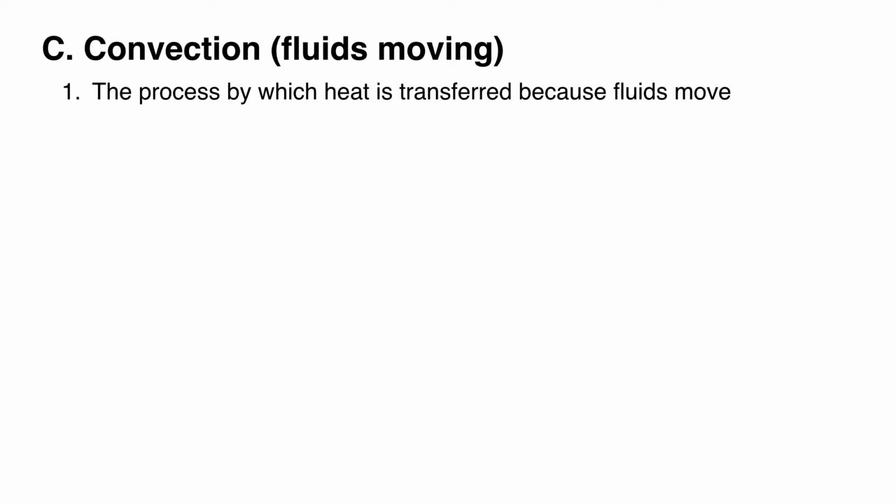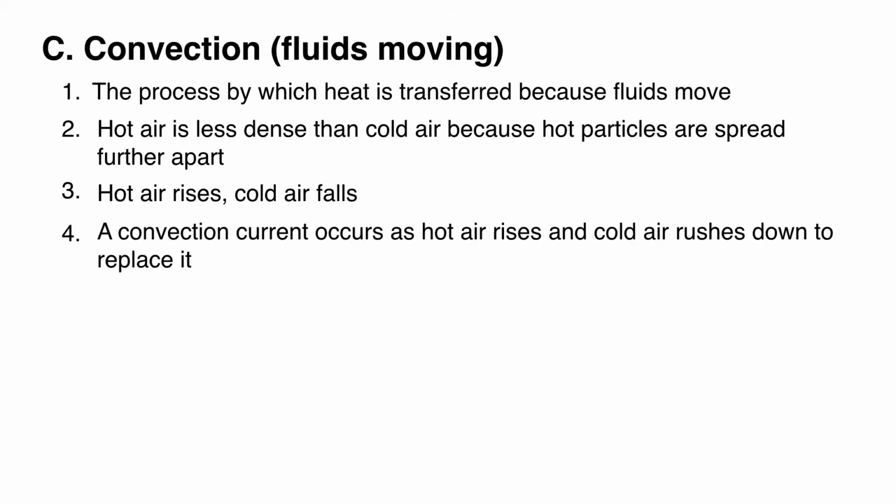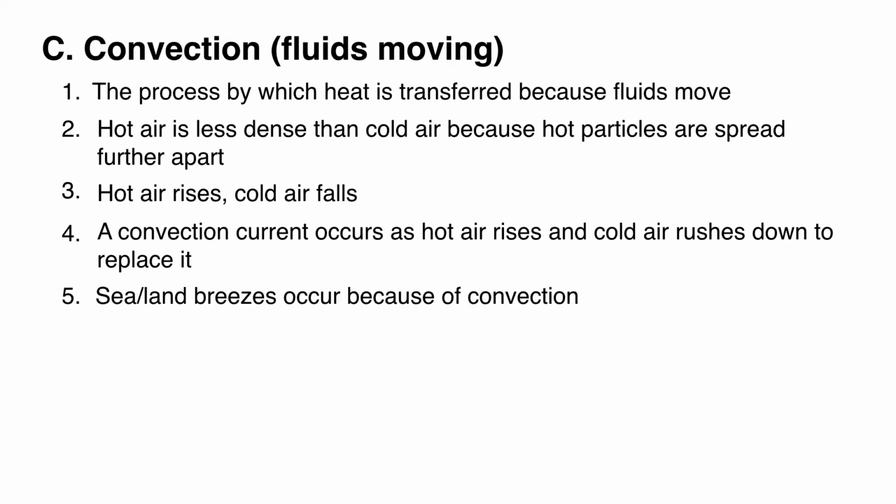Okay, so convection is the process by which heat is transferred because fluids move. Heat is moving because fluids are moving. Hot air is less dense than cold air because the hot particles are spread out a little further apart. Hot air rises, cold air falls. A convection current occurs as hot air rises and cold air rushes down to replace it. And this is what causes sea and land breezes.